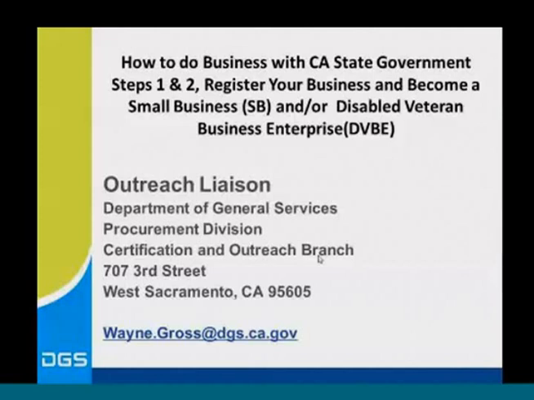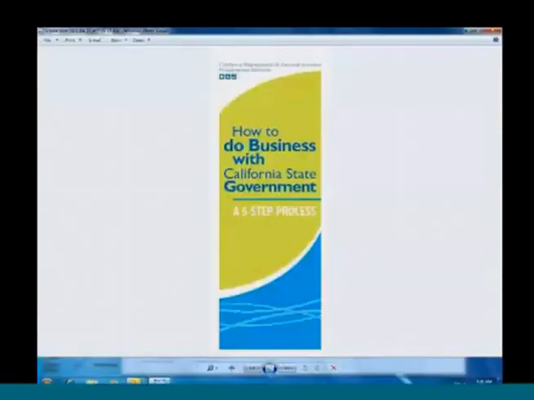Today's webinar is entitled Steps 1 and 2, Register Your Business and Become a Small Business, SB, and/or Disabled Veteran Business Enterprise, DVBE. This webinar is based on our brochure, How to Do Business with California State Government, a 5-step process. Before I start the webinar, I want to show you where you can always find the most current brochure.